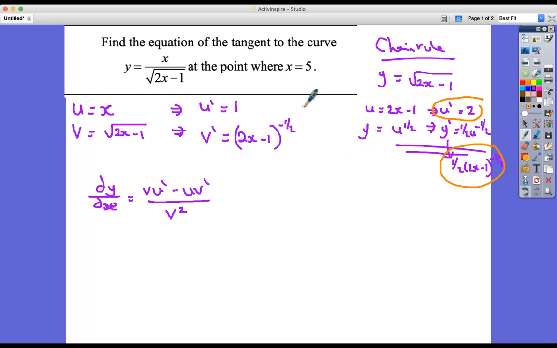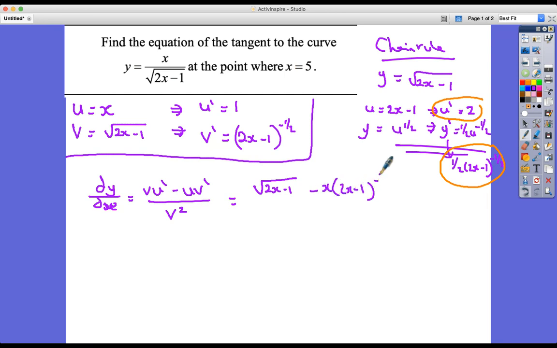Okay, now I've got these things, I'm ready to put them into the quotient rule. So vu dash, that's nice because it's just 1 times that, which is just square root of 2x minus 1. Minus, now this times this, so it's just 2x minus 1 to the power of negative 1 half, divided by v squared. Now if I square a square root, the square root disappears, so it's just 2x minus 1.